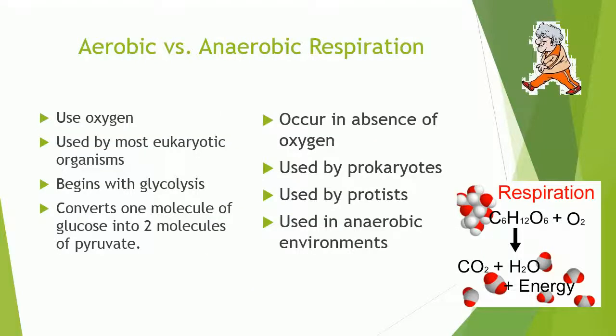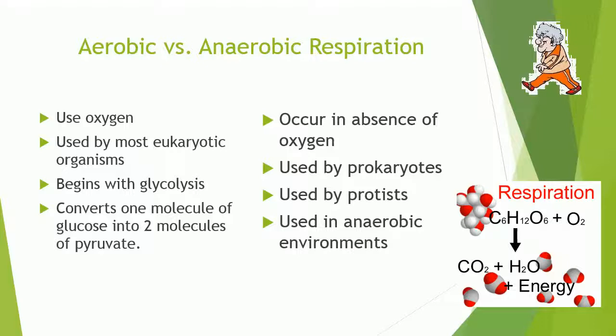So whenever you have respiration, you have aerobic respiration and anaerobic respiration. So aerobic respiration is going to utilize oxygen and anaerobic respiration will not. Whenever you have aerobic respiration, that's down the left on this page, it uses oxygen. Most eukaryotic organisms are going to use aerobic respiration, and it's going to begin with glycolysis, and it's going to convert 1 molecule of glucose into 2 molecules of pyruvate. And we'll talk about that more in this PowerPoint and in class to make this all make sense.